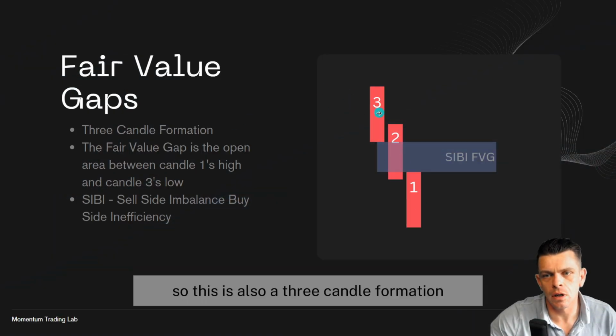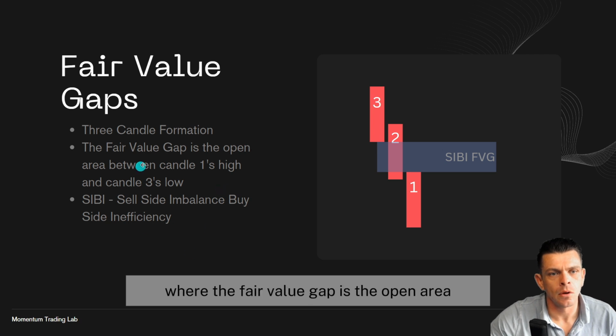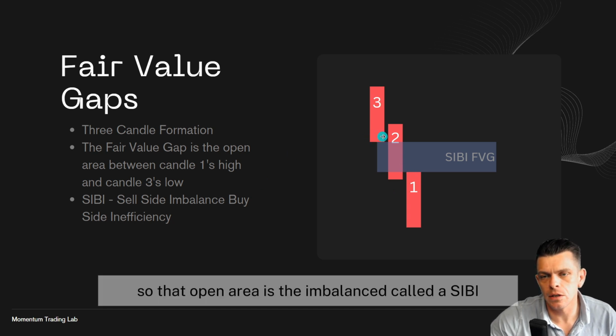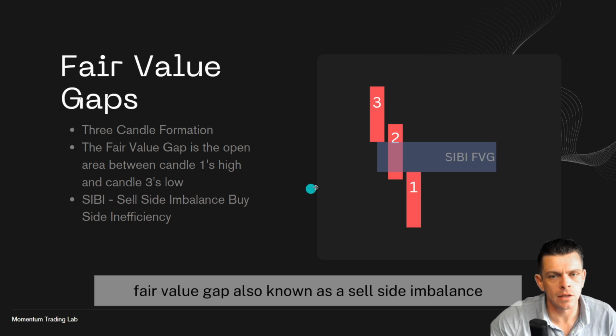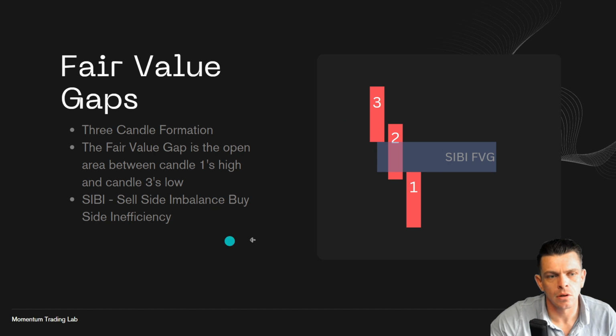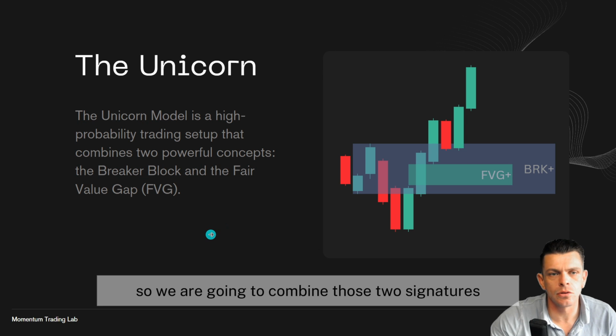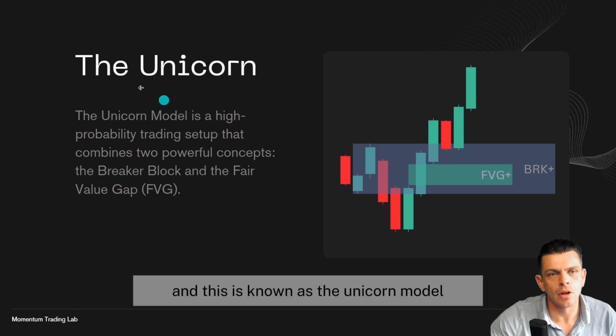So this is also a 3 candle formation where the fair value gap is the open area between candle 1's high and candle 3's low. So that open area is the imbalance called a SIBI fair value gap, also known as a sell side imbalance, buy side inefficiency.